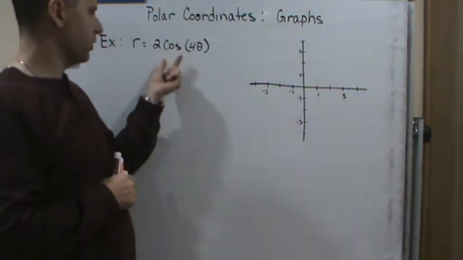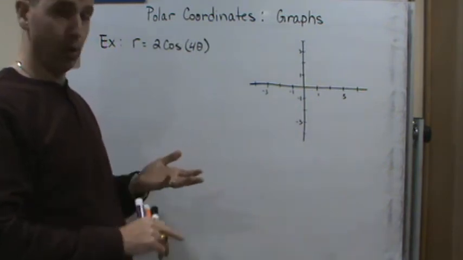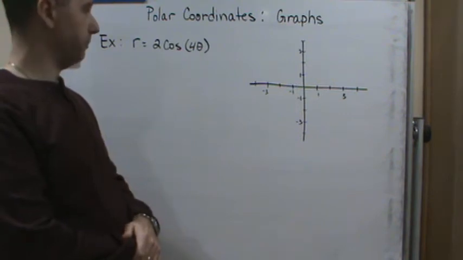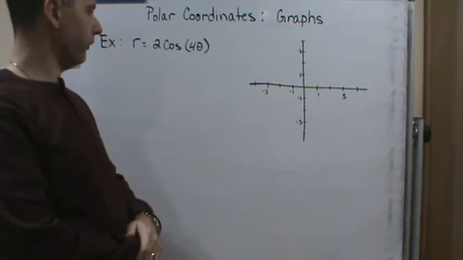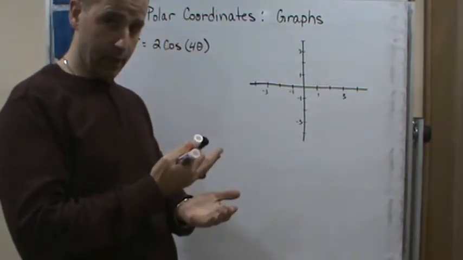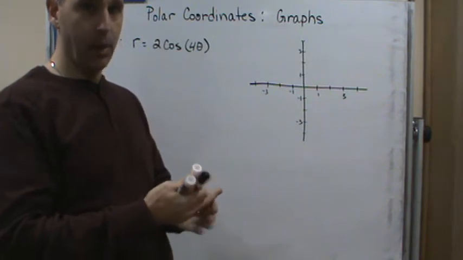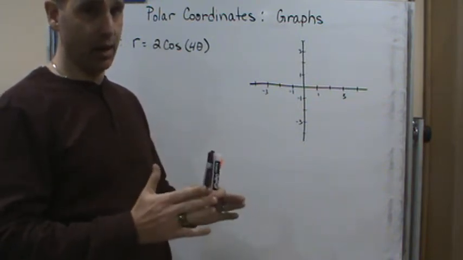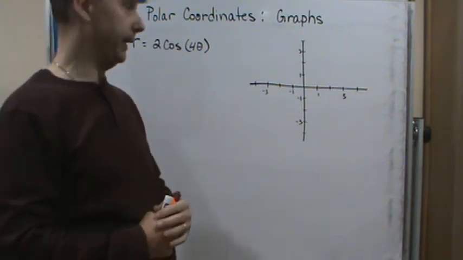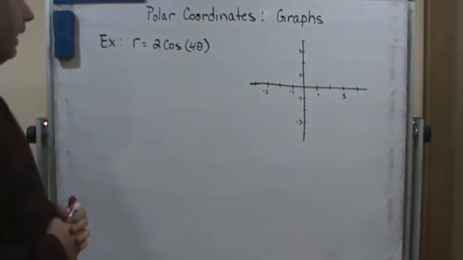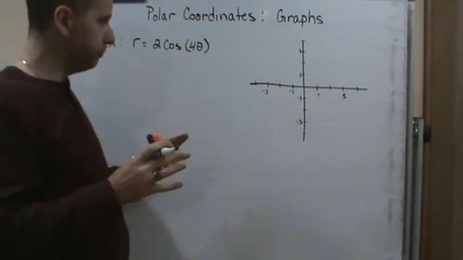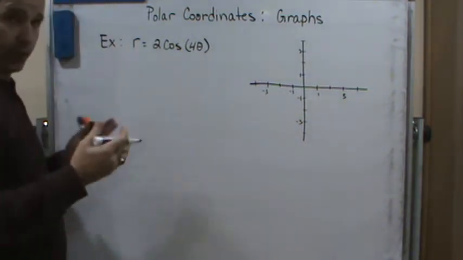It's cosine, so we know that this is symmetric with respect to the pole, the polar axis, and the line theta equals pi over 2. Now, again, practice doing the tests, but realize that the tests may fail. Okay, so it may not give you the whole story. Now let's go through the process and see what we come up with.